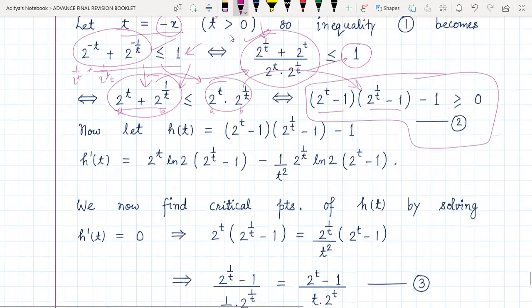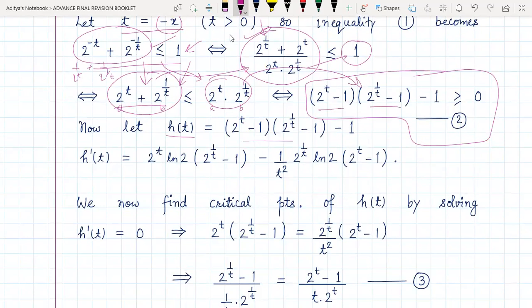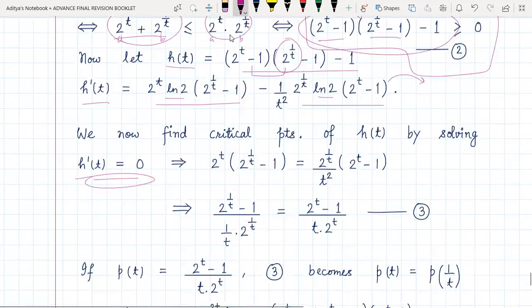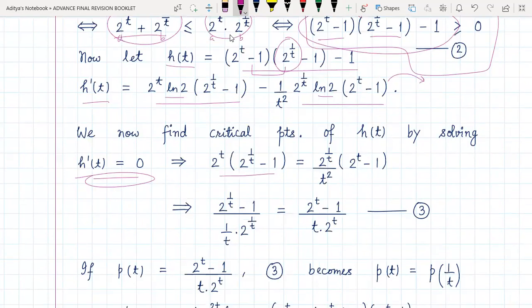So let us define h of t to be this quantity. This function we have assumed as h of t. h prime t we are going to find, and it comes out to be this function minus this function. It is very basic. We are just using product rule and chain rule to differentiate this. Once we differentiate, we wish to find critical points of h of t by solving h prime t equal to 0. If we do that, ln 2 and ln 2 will get cancelled out, and this goes on the other side. This is the equation that we are getting, that this thing is equal to this entire thing, and ln 2 gets cancelled.